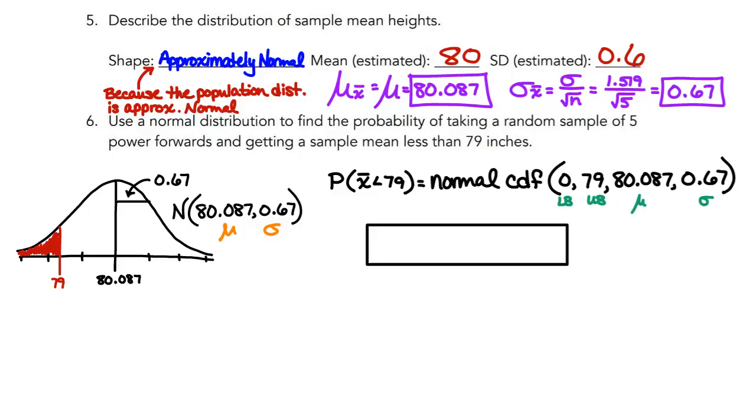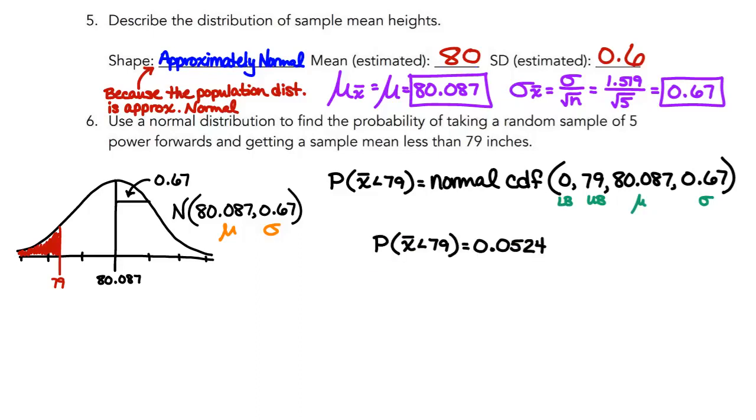So when you're picking your lower bound and upper bound, whichever one you have to be finding, it's okay to look at the situation. Like we're talking about heights of power forwards. Nobody's going to be 0 inches tall, so that's why I went ahead and picked 0. But negative 10,000, negative 1,000 is perfectly fine as well. You want to make sure that you're at least as far out as that distribution could possibly go. The upper bound was set for us at 79. What'd you guys get when you popped it in the calculator? 0.0524.